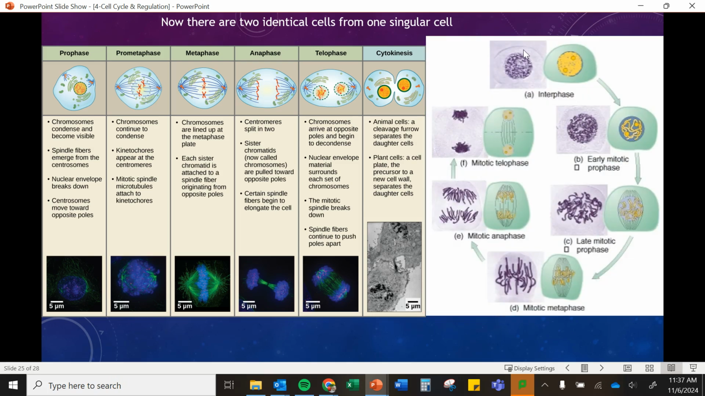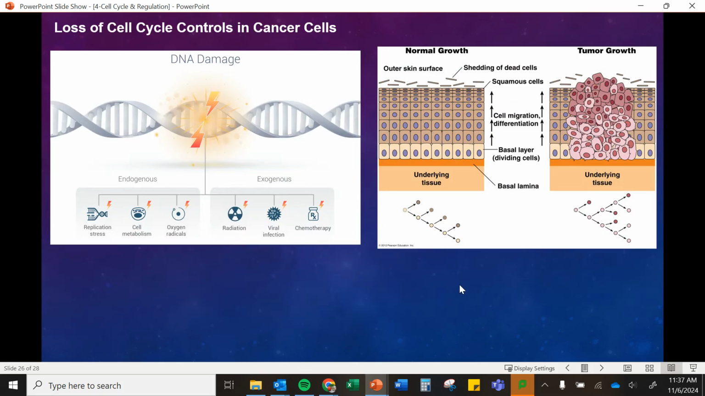This is showing what the cell looks like. Interphase, the DNA is all squiggly. In mitosis, it's early mitosis. In prophase, the chromosomes are starting to condense. Late prophase, they're all condensed. Metaphase, they're in the middle. And then we have anaphase and telophase, where they're splitting apart and then they're at the poles. Okay, so that's the cell cycle and how it works.